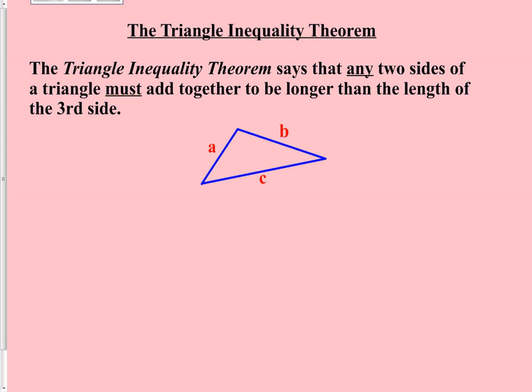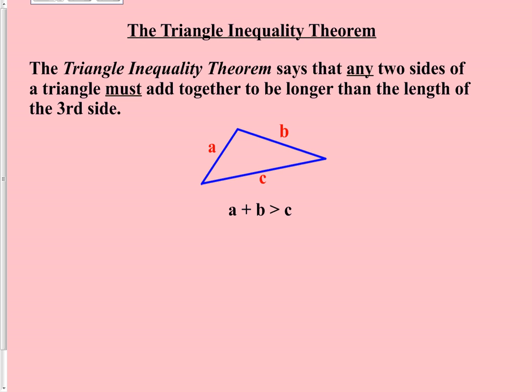Here is a typical triangle. It has side lengths of A, B, and C. Now, the triangle inequality theorem says any two side lengths of a triangle must add together to be larger than the length of the third side of the triangle. So one possible application of that would state that the side length A must be able to add together with side length B to be larger than the side length C.